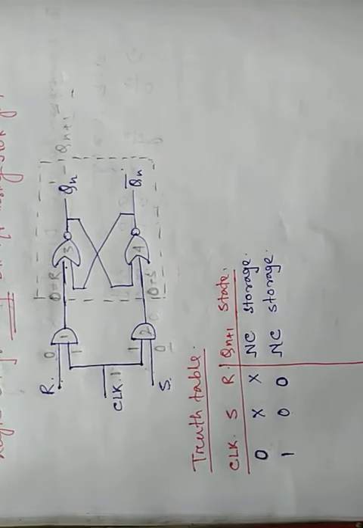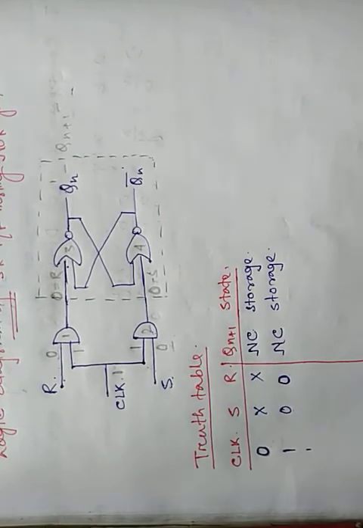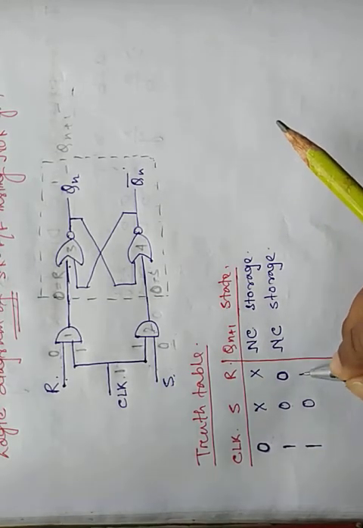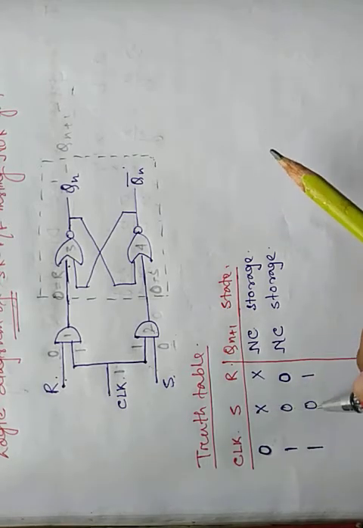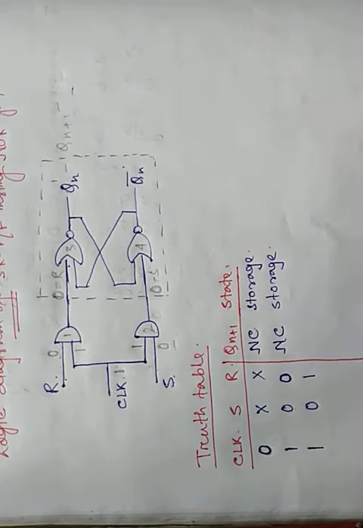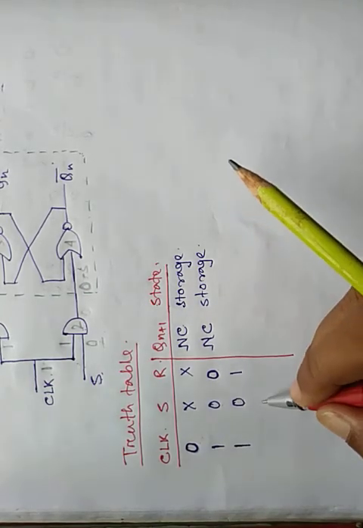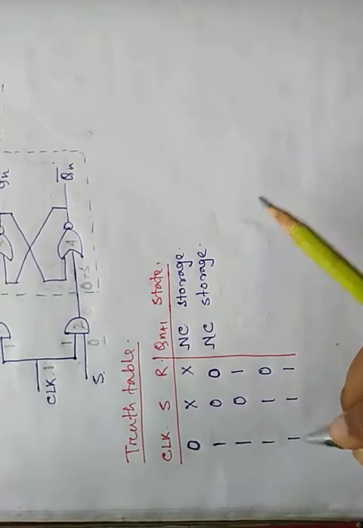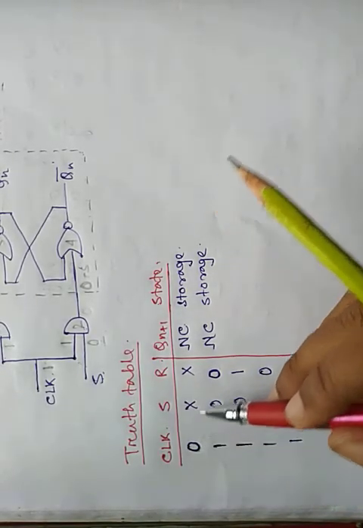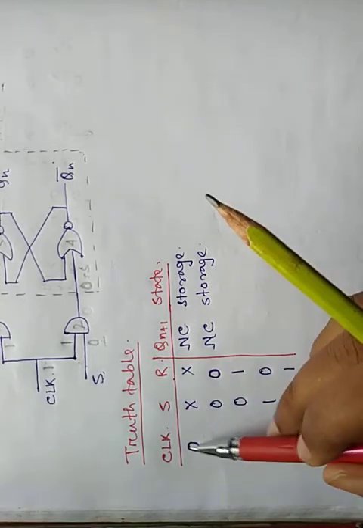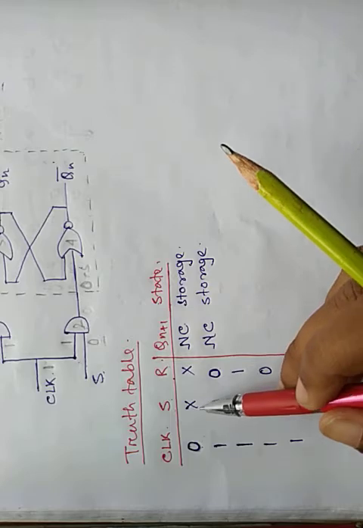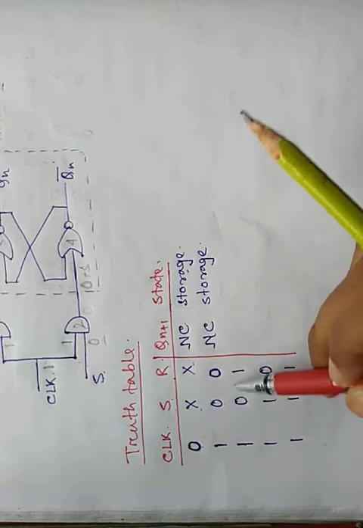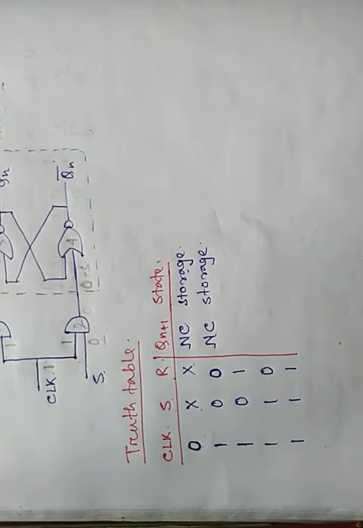Okay. Now next case, when clock is 1 and S is 0, R is 1. Obviously there are 4 cases: S is 1, R is 0; S is 1, R is 1, when both the signals are 1. When clock is 0, whatever be the input value of S and R, it is no change. And now we have to check when clock is high, all the 4 states.